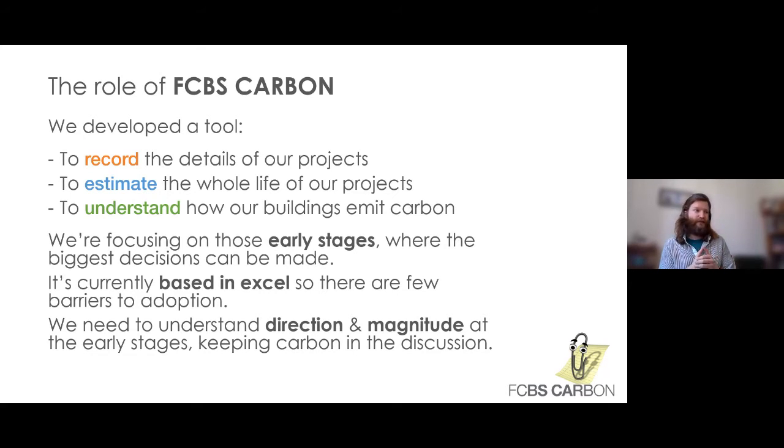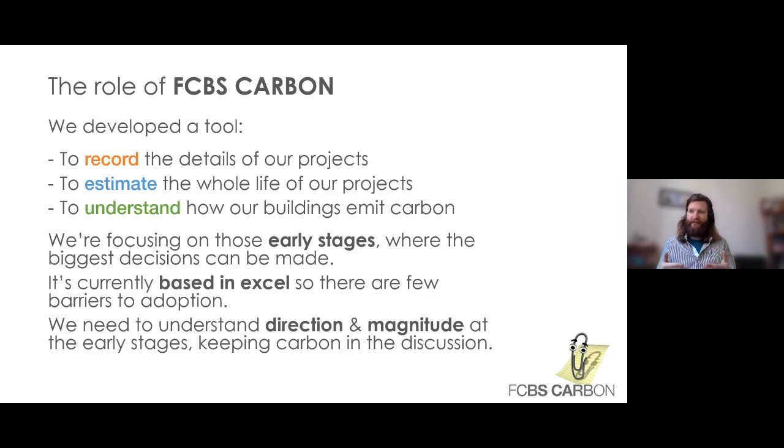So really early stages. It's based in Excel because everybody has Excel, like it or not. It's pretty straightforward to get in. You don't need any kind of complex systems. You can do it with a model you draw up by hand and just input the data in.